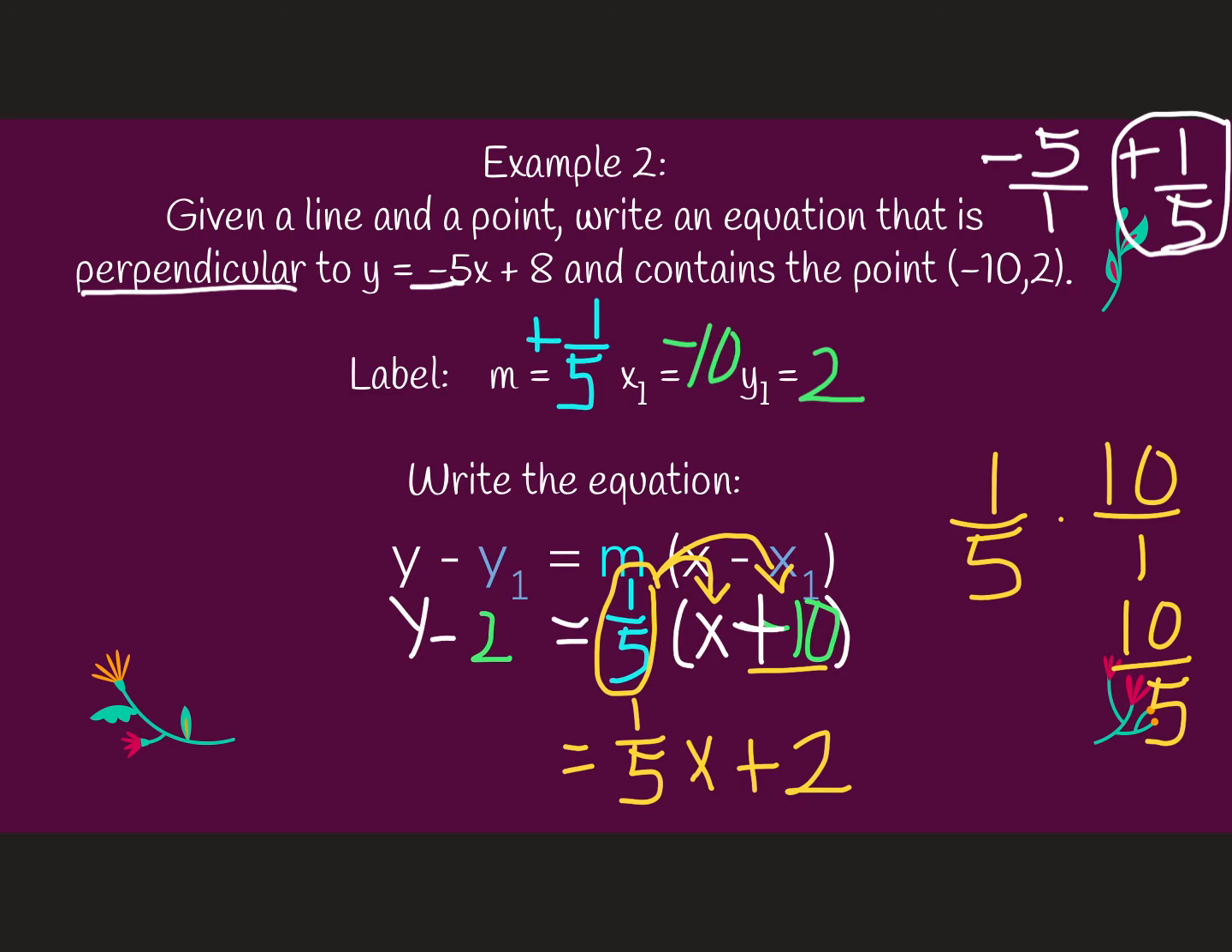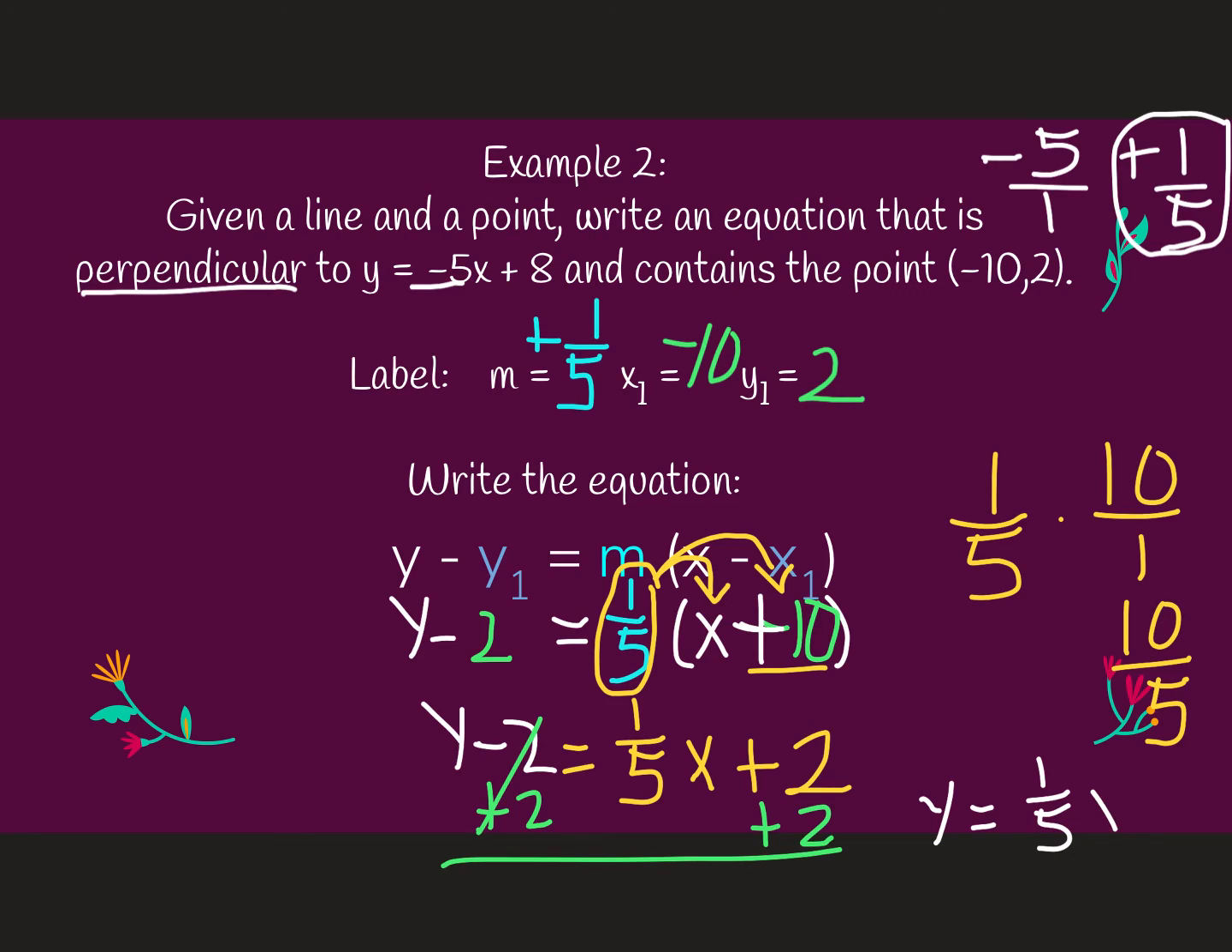Bring down everything else, y minus 2. All right, last step, get rid of that minus 2 by adding 2 to both sides. Again, we put it underneath the one without the x. So our final equation is going to be y equals 1/5 x, and then 2 plus 2 is 4.